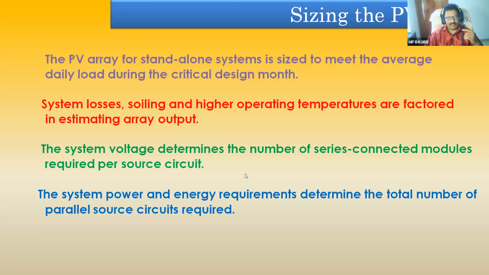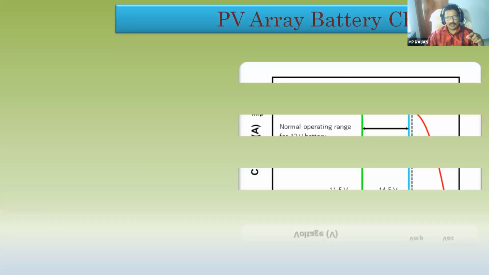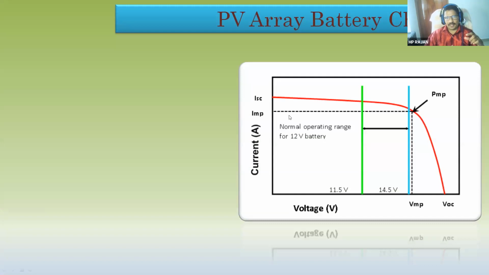So the DC system voltage decides the number of modules connected in series, and the energy requirement will decide how many modules should be connected in parallel. This is similar to the battery. For the battery and solar panel array, the system DC voltage and load requirement decide how many batteries or panels should be connected in series, or how many in parallel. We'll see one example also. So the battery is getting charged by the PV array. This already we have explained. This is the IV characteristics curve, VOC and ISC, and this is the battery voltage selection.